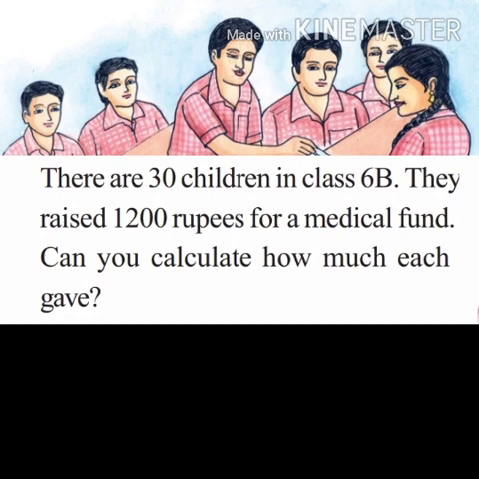So we can say something like this. If all had given the same amount, then each would have given 40 rupees. If some had given less than 40 rupees, then some others must have given more than 40 rupees. Is it correct? So here we can say that 40 rupees is an average amount. Here we say that the average amount each kid gave is 40 rupees.